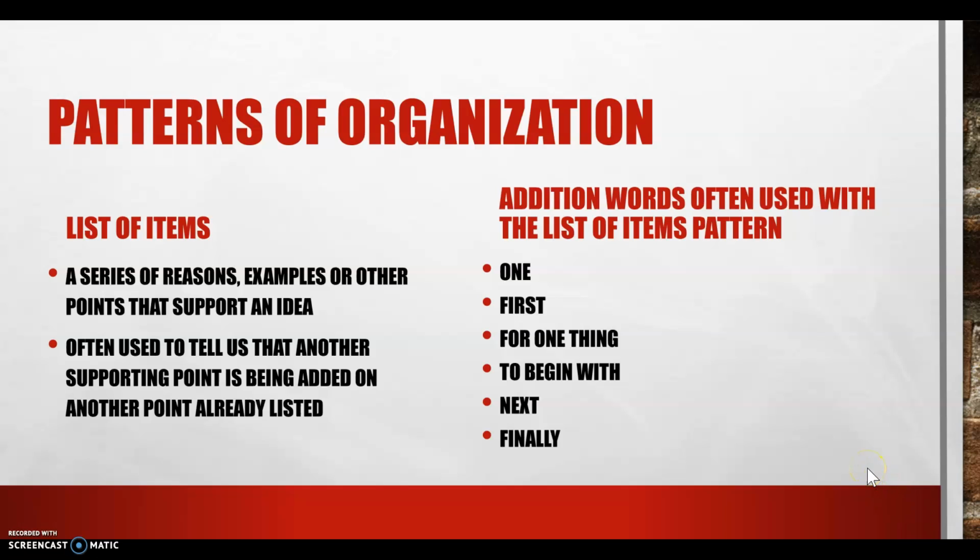Okay, so the first pattern, the list of items, is exactly what it says. A series of reasons, examples, or other points that support an idea. They are often used to tell us that another supporting point is being added on to a point that the writer already talked about. So when you see words like one, first, for one thing, to begin with, next, finally, any of those number words tell us that they're going to give us a list. Not a list written straight down like a grocery list, but that the author is writing one more example or one more reason, one more point.